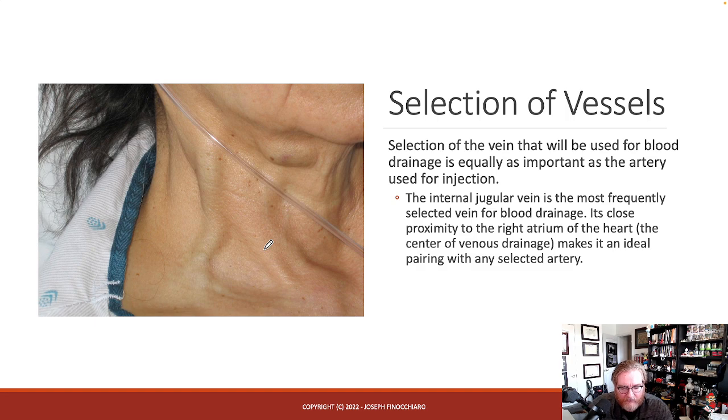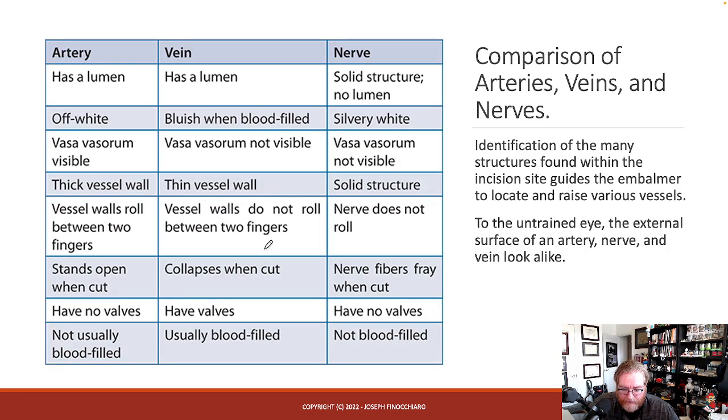Selection of a vein that will be used for blood drainage is equally as important as the artery used for injection. The internal jugular vein is the most frequently used vein for this purpose. Its close proximity to the right atrium of the heart, which we refer to in embalming as the center of venous drainage, makes it an ideal pairing with any selected artery.